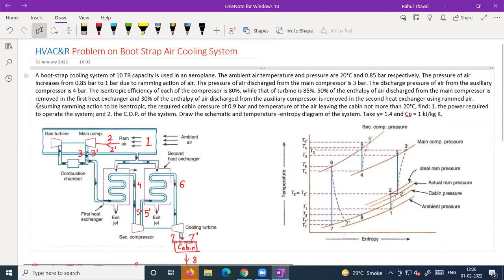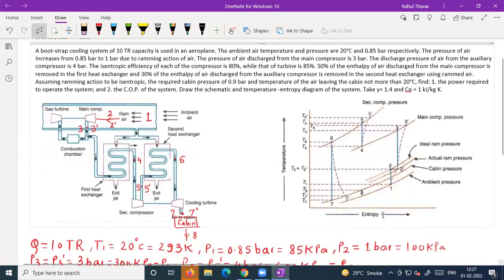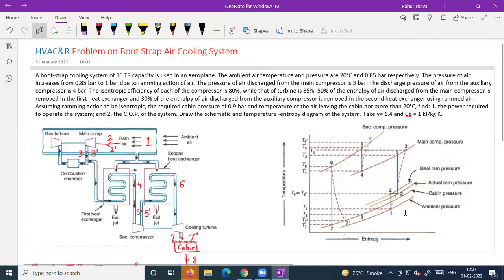Yes. Okay, now see the next statement: assuming the ramming action to be isentropic. So we will have a ramming action that is isentropic. That means this point 2 dash will not be there. So we will have an actual process, that means we will have only point number 2. We don't have a 2 dash point. Is that okay?